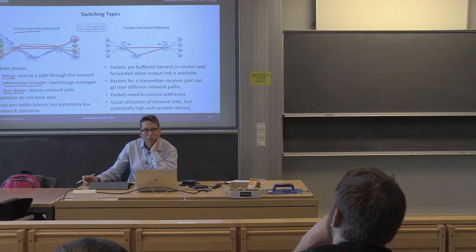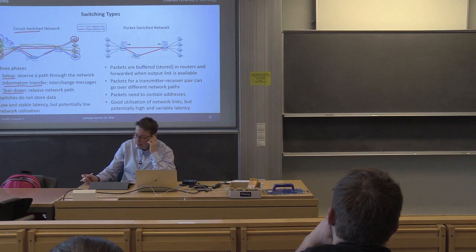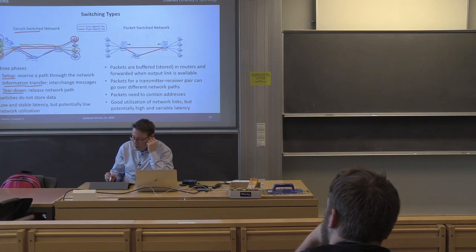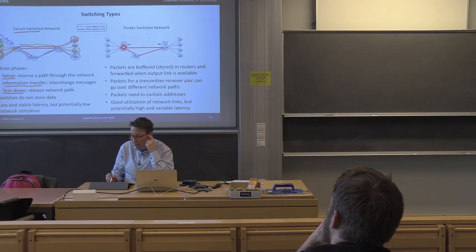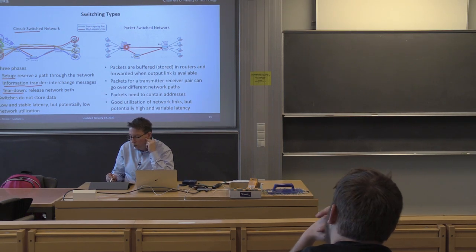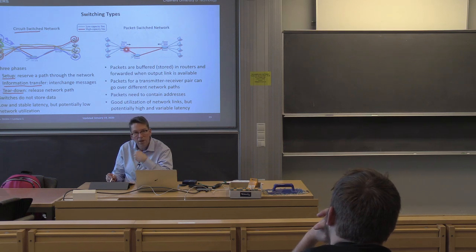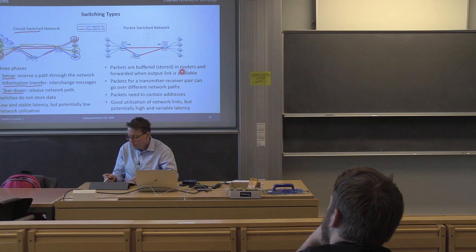So what can we do instead? Well, the other option is to have a packet switch network. And here, the data, first of all, are packets. These small gray things here are packets. Packets come from the different sources, and they are put into a queue in this router. And then they are put out on output lines, from output ports of this router, along their way to the destination. So packets are received and buffered or stored in the routers, and then they are forwarded when the output link is available.